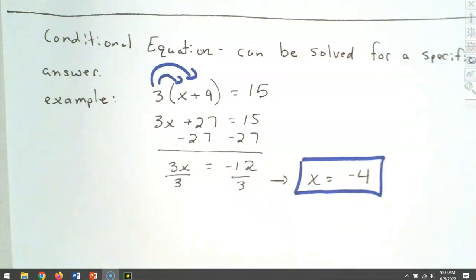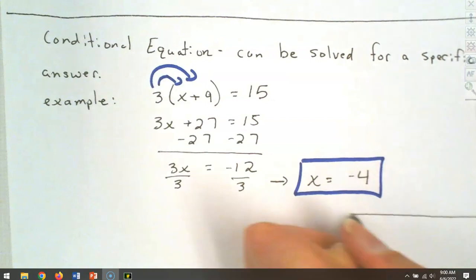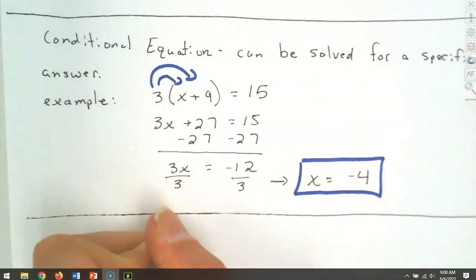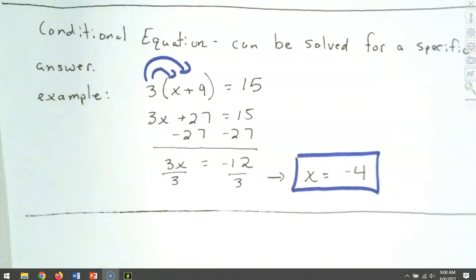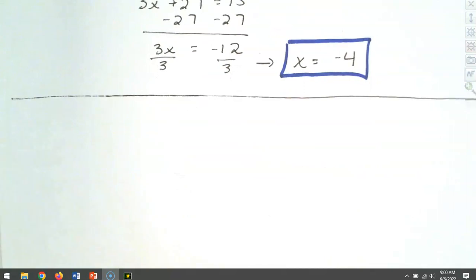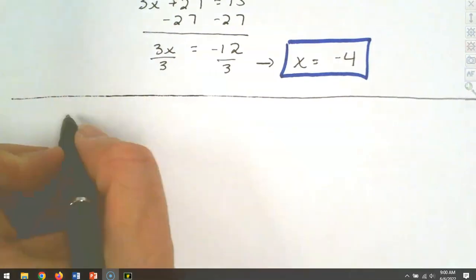So that's a conditional equation. And most of the equations that you encounter are going to be conditional. Now we do have 2 other types that we need to look at, and they are the identity and the contradiction. And we'll start with the identity.